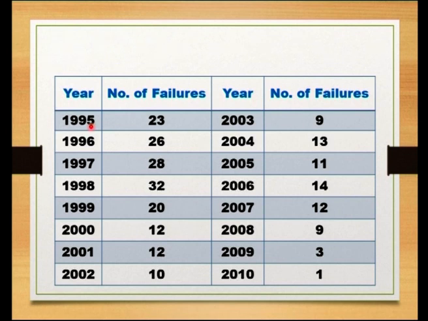For the year 1995, the number of industrial failures is 23, for 1996 it is 26, similarly 28, 32, 20, 12, 12, 10, and then for the year 2003, the number of failures is 9, then for 2004 it is 13, like that up to 2010, where the number of failures is 1. For this data, we have to calculate non-linear trend values by the method of moving averages. Specifically, we are asked to calculate 5-yearly and 7-yearly moving averages. Let us see how they are calculated.